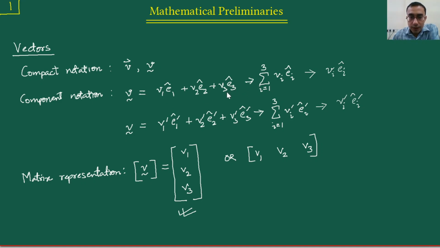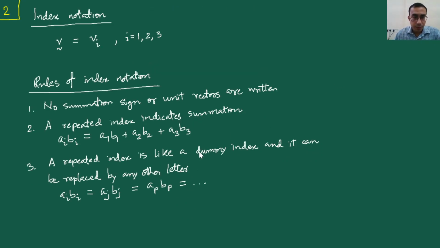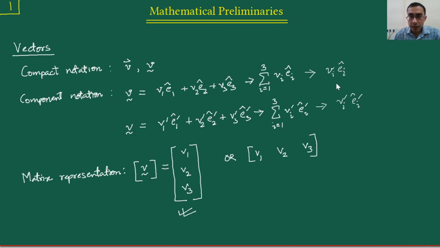There is no doubt about it. So v1 e1 hat plus v2 e2 hat plus v3 e3 hat. So this seems like we are using this rule of index notation, that a repeated index indicates summation. What we had written on page 2 of our discussions in the previous lecture shows us that if we have a repeated index, then it implies summation, and it is certainly doing that in this particular case.